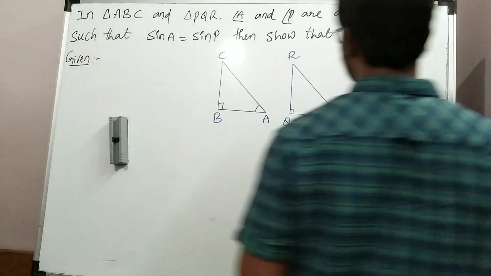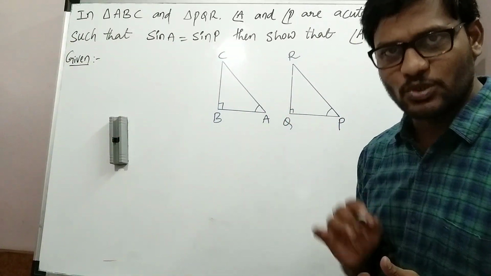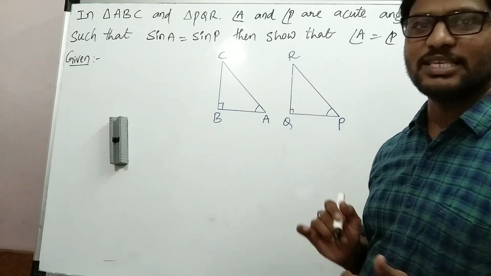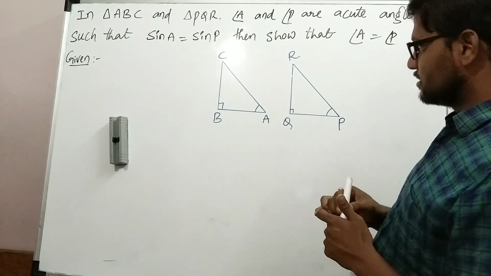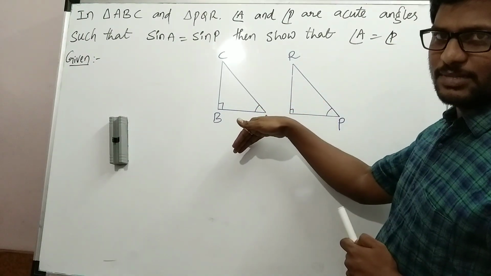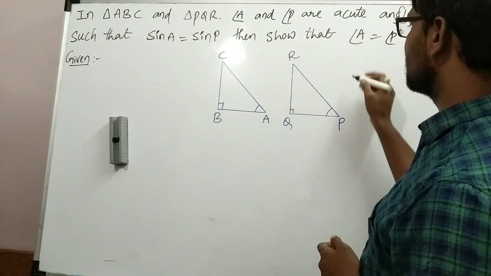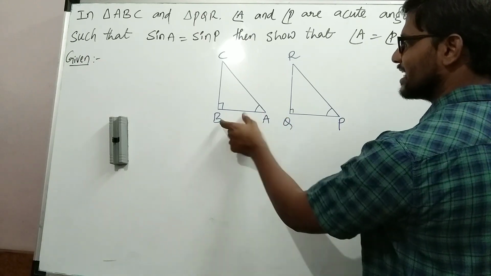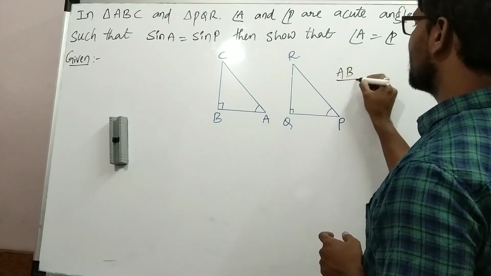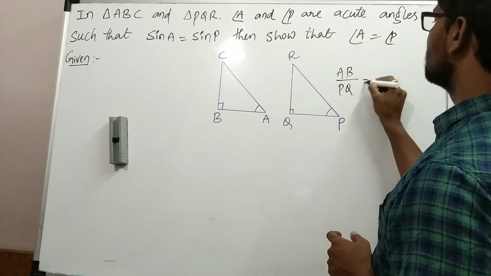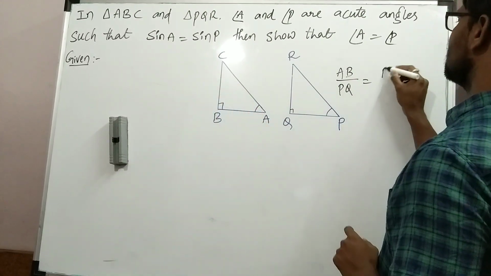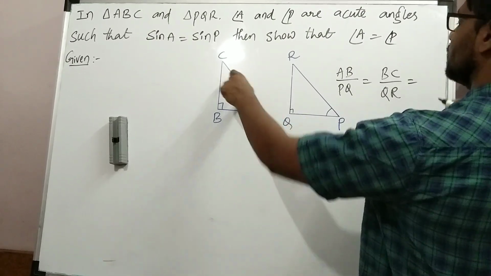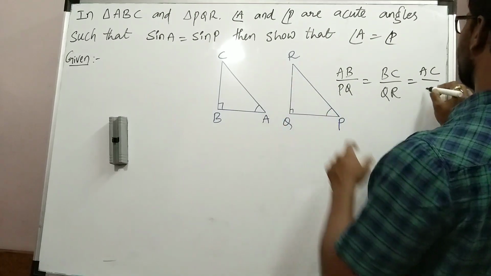So what are similar triangles? Two triangles are said to be similar if either their corresponding angles are equal or their corresponding sides are proportional. Since here we have to prove two triangles similar, I am proving the second condition: corresponding sides proportional. Proportional means the same ratio. So the ratio of AB to PQ equals the ratio of BC to QR equals the ratio of AC to PR.